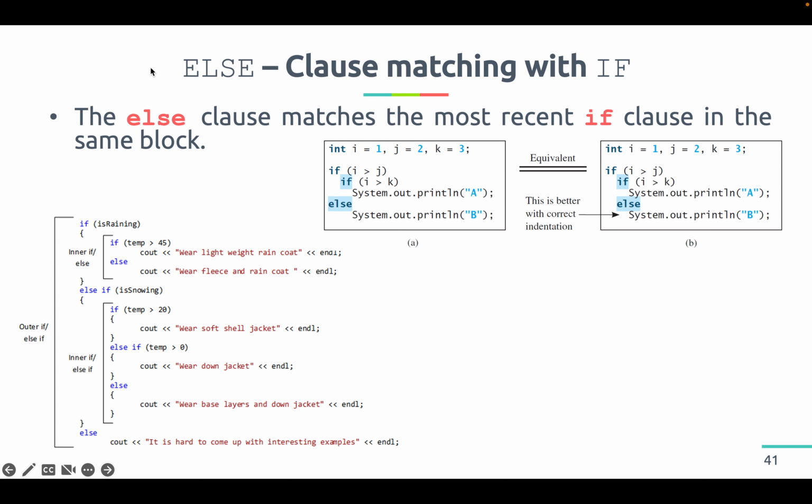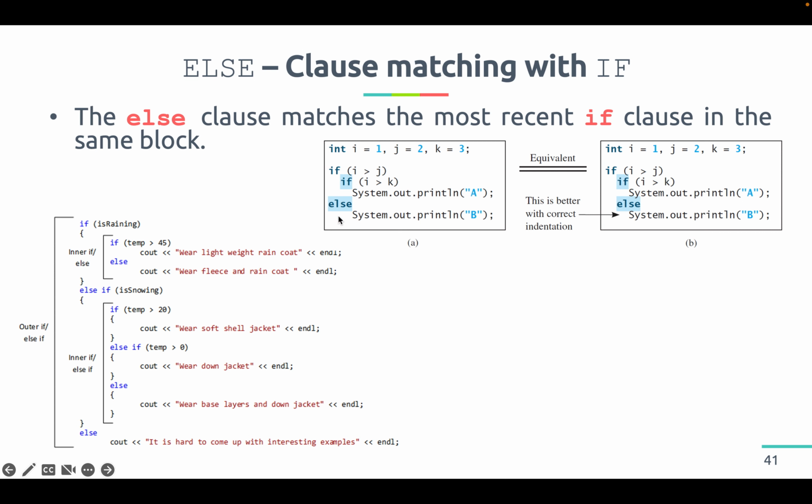Now, what if we have two if statements followed by an else? The way that we write this code is, for example, here we have int i is equal to 1, j is equal to 2, and k is equal to 3. And then if we have if i is greater than j, which in this case, i is 1 and j is 2, it evaluates to false. So does this else belong to this if, or does it belong to this if?